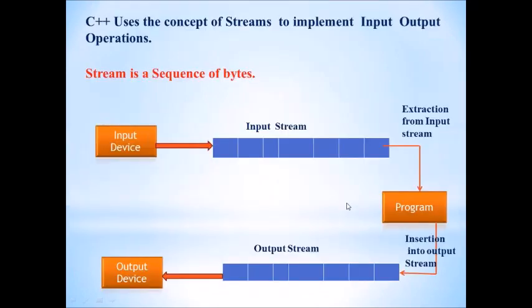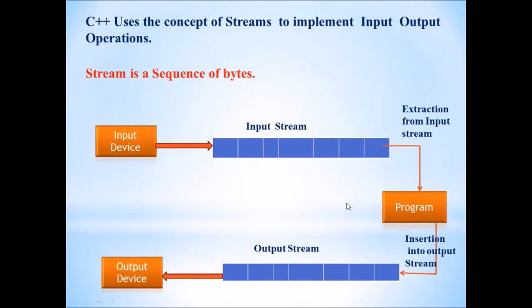C++ uses the concept of streams to implement input-output operations. The input-output system in C++ is designed to work with a wide variety of devices, including terminals, disks, and tape drives. Each device is very different. The input-output system supplies an interface to the programmer. This interface is known as a stream. The stream is nothing but a sequence of bytes. It acts as either a source or destination.